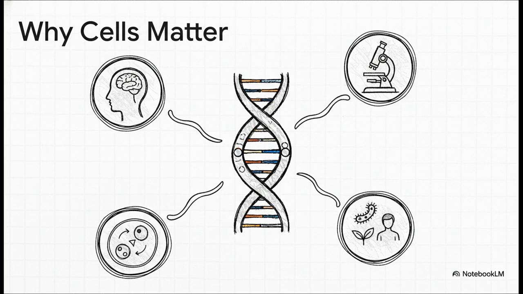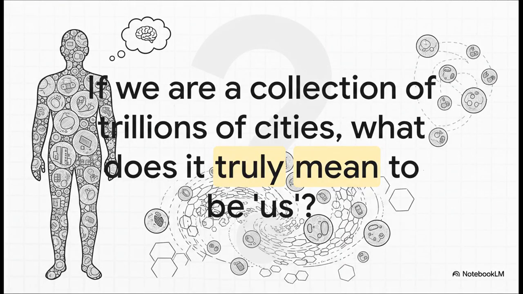And maybe the most amazing part? The fact that a person, a plant, and a bacterium are all built from these same fundamental bricks, well, it just proves how deeply connected all life on this planet truly is. And that brings us to one last big thought to leave you with. We think of ourselves as a single person, right? One unified being. But we're also a cooperative of something like 37 trillion individual, living, breathing cellular cities, all working together. So if we are both one and many at the exact same time, what does it truly mean to be us? Something to chew on.